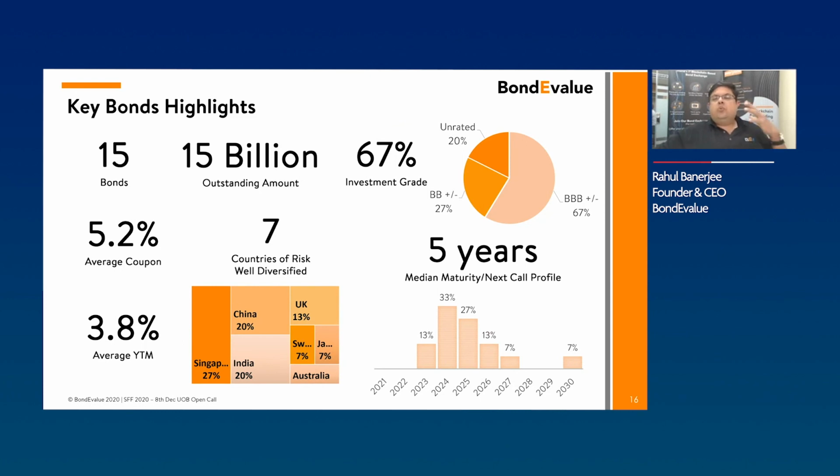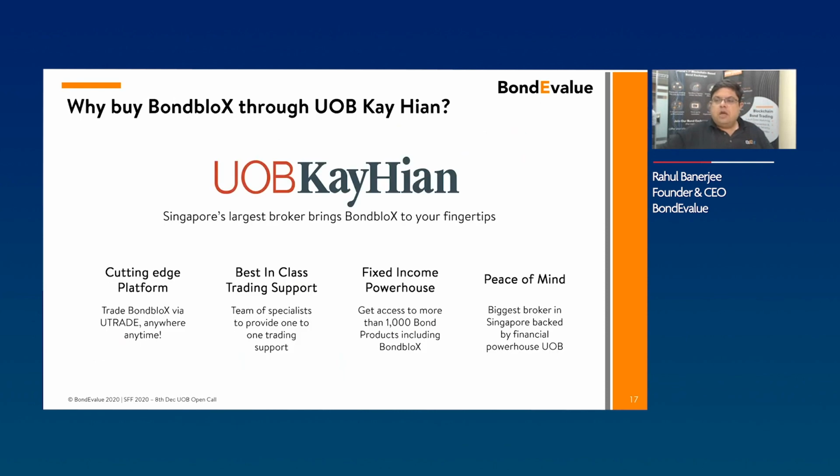Once again, we are not advisors, we are an exchange. Please consult your relationship manager or your broker to see which bonds are appropriate for you and buy via them. Why buy Bondblox through UOB Kay Hian? UOB Kay Hian is Singapore's largest and Asia's largest brokerage. You can trade via UTrade and get trading support from your regular transaction representative.